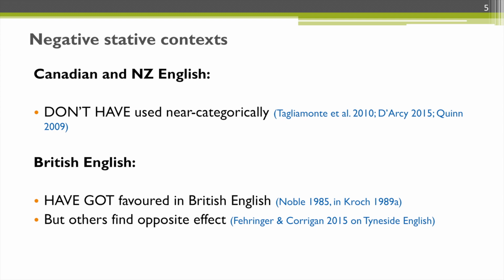So Noble suggests that have got is favoured in British English in the negative context, though it may be because this study's a bit older, perhaps things have since changed. And another more recent study by Ferringer and Corrigan on Tyneside English suggests that the opposite is true, so that have is actually favoured in negative stative context. So it's this kind of muddled picture of British English that I'm aiming to explore today.